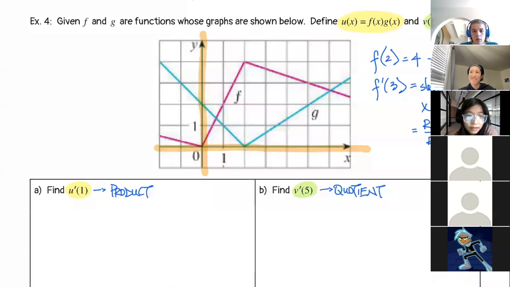All right, so for example 4, how did this one go? Better, worse? What do you think? Worse. Oh gosh. All right.